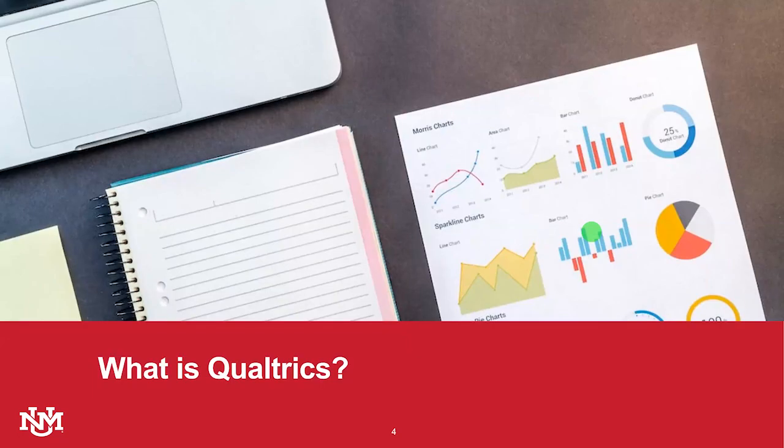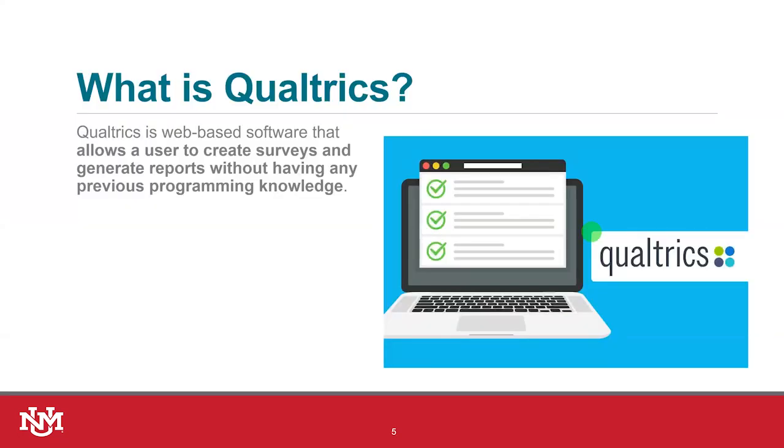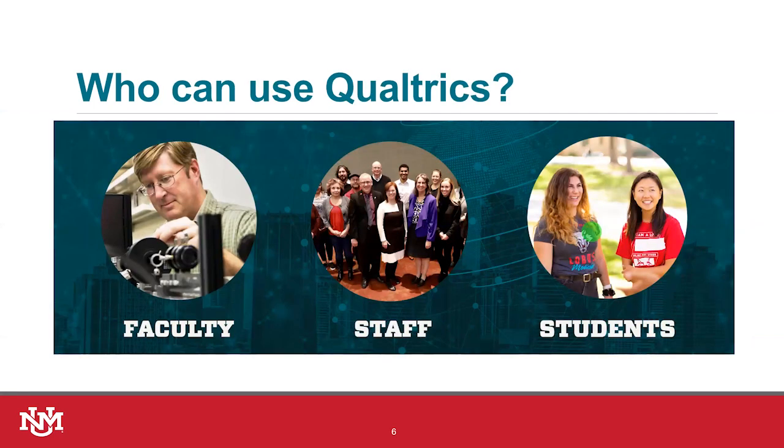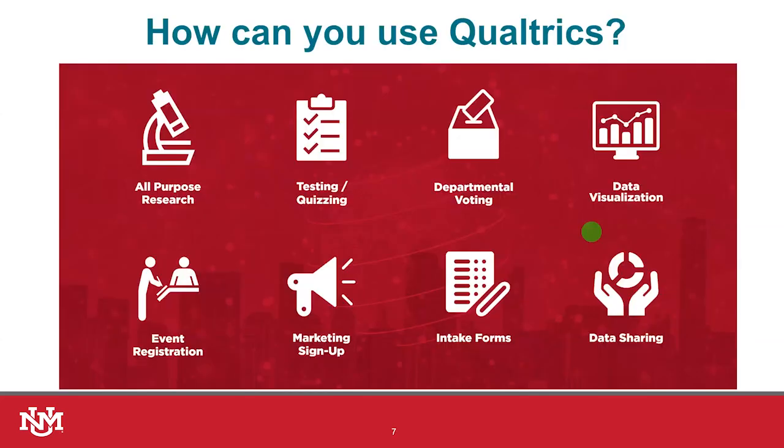So real quick, what is Qualtrics? Qualtrics is a web-based software that allows a user to create surveys and generate reports without having any previous programming knowledge. If you're familiar with other tools used across campus, such as FormStack, Google Forms, RedCap, Smartsheets, Opinio, those are all similar tools to Qualtrics. Qualtrics is the new kid on the block, and the thing that makes it so exciting is that it can be used by anyone. So if you're faculty, staff, or students, and you have a NetID, you're good to go and use Qualtrics right away.